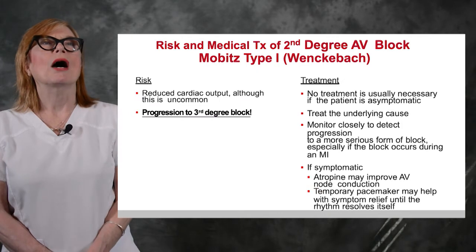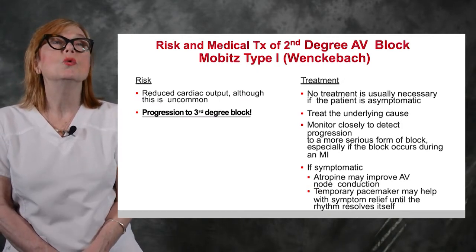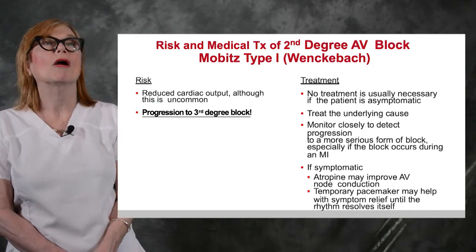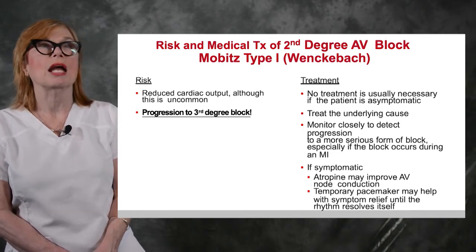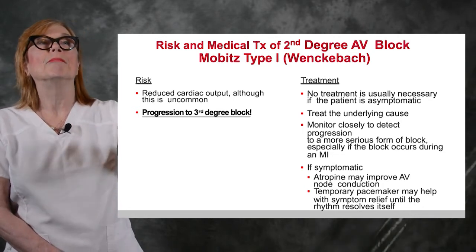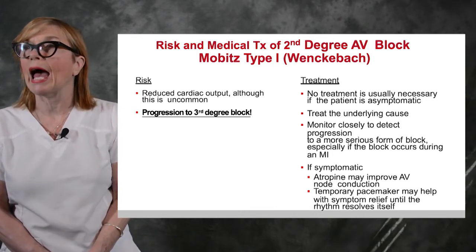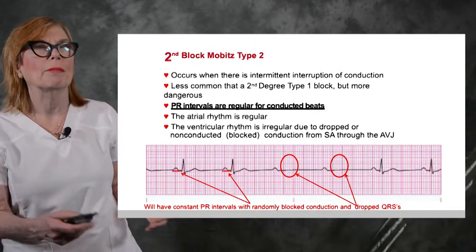Oftentimes they're asymptomatic, sometimes lightheaded, sometimes hypotensive, and their symptoms might be more pronounced if the ventricular rate is slow. Okay, so risk and medical treatment, type 2 and type 1. Type 1 may progress to third degree heart block, and no treatment is necessary unless they're unstable, right? So we're always going to monitor progression, and if our patients are symptomatic, we may give atropine or epinephrine, and we may actually use temporary pacing.